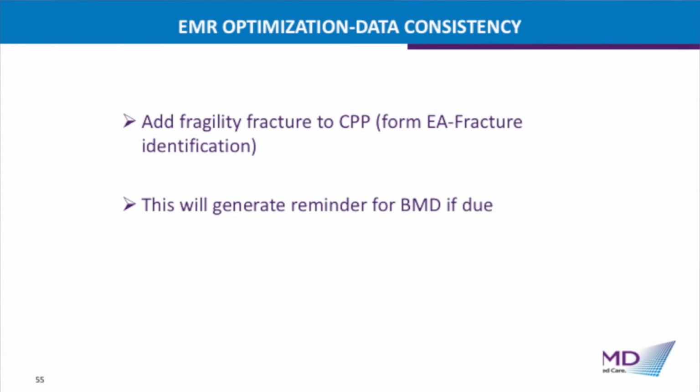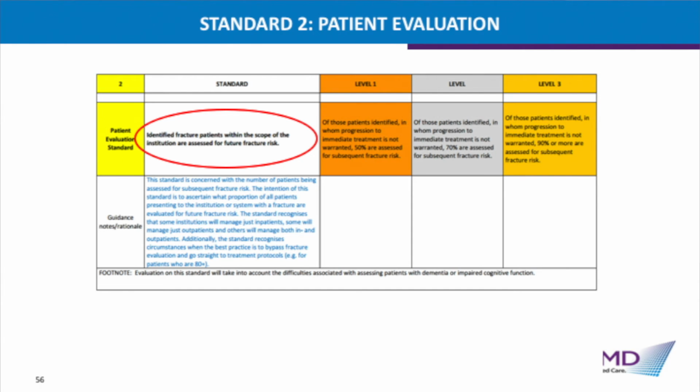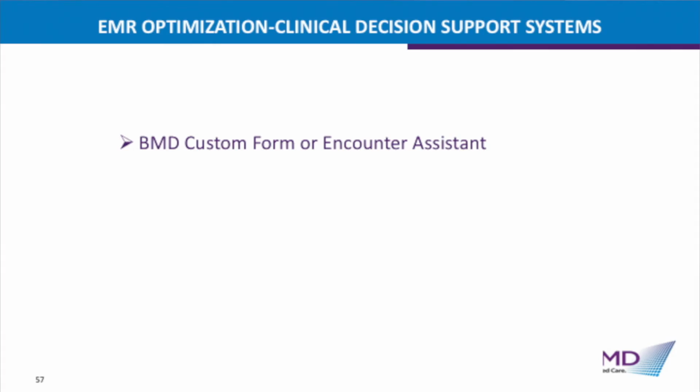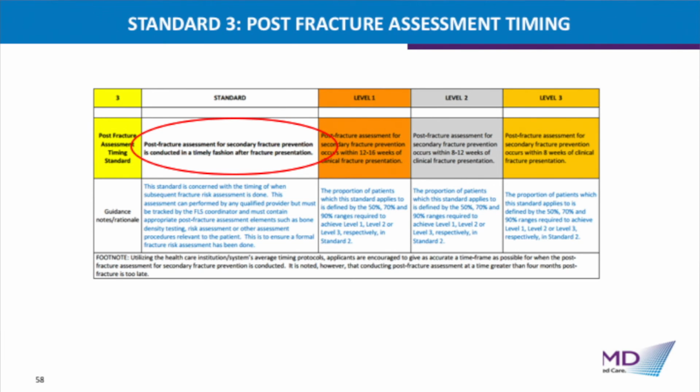So just by quickly going through here to the standard patient identification. Being able to identify your patient having a fragility fracture, and that's by adding it to your CPP like the initial video showed you, and that would generate a reminder of the bone density. Patient evaluation: you ask your staff to give a bone density requisition to your patient when they're mobile enough to go and do it. And then you work through the algorithm to see whether your patient would benefit from pharmacotherapy. You want to do this in a proper timing period, and the best practice, level 3, is an 8-week period.